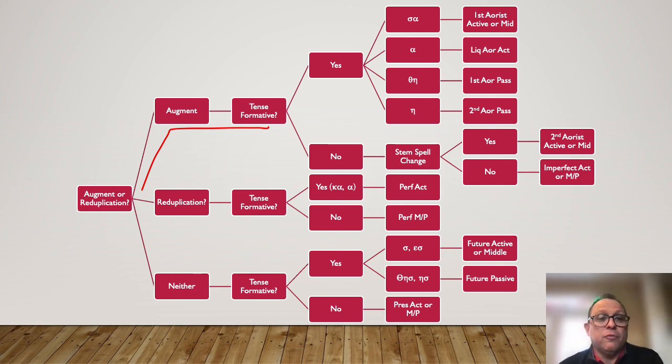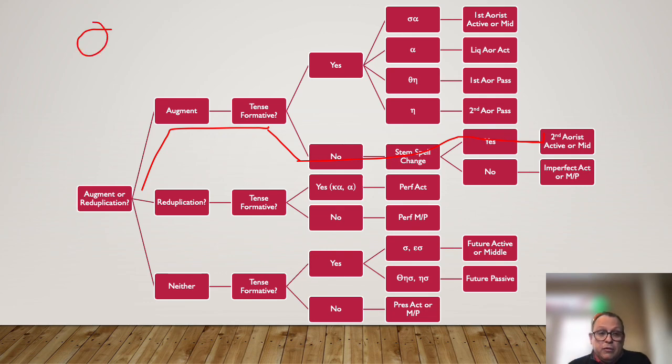We don't have a tense formative, so we'll go in this section of the flowchart, and then we'll ask ourselves, is there a spelling change in the stem? And so if we look at lambano and we look at elabon, the answer to that spelling change question is yes. Okay, so we get to the yes, and that tells us that we have a second aorist active or middle. We'll look then at the ending. This ending here is on.